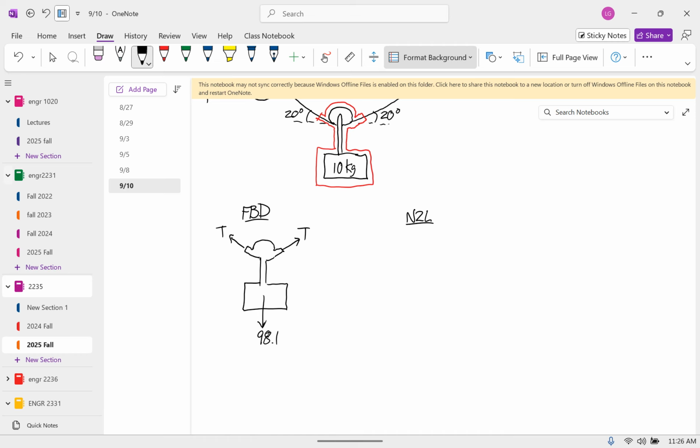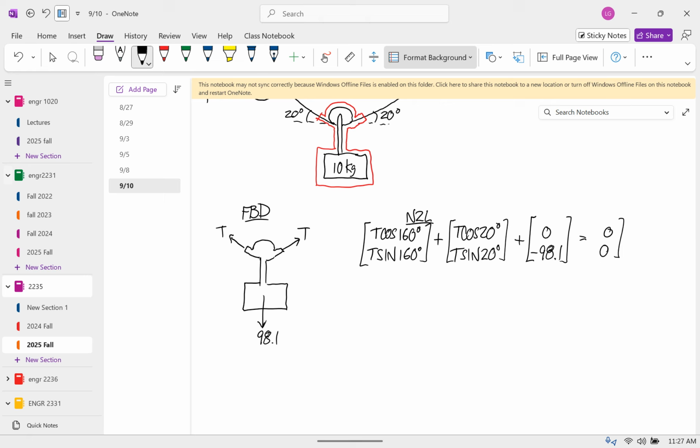So we have the force over here that's equal to T times the cosine of 160, T times the sine of 160. The one on the right is T times the cosine of 20, T times the sine of 20. Then plus the weight force of 0, negative 98.1. This is equal to 0, 0.